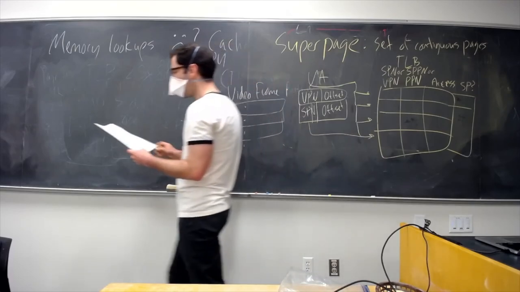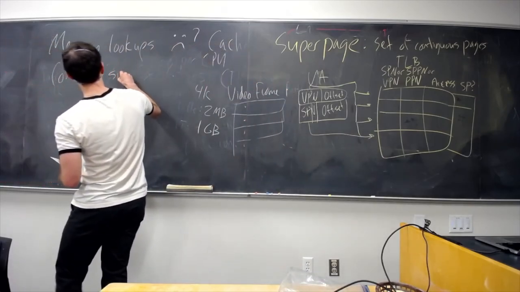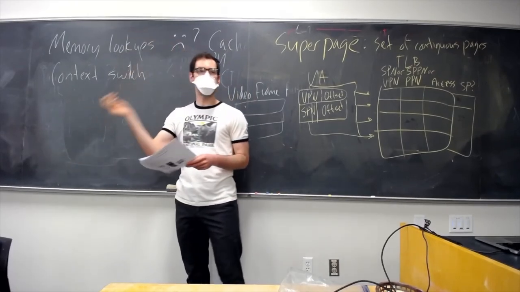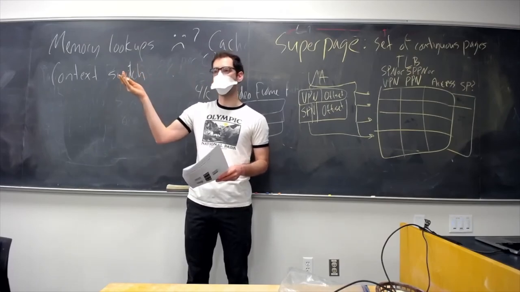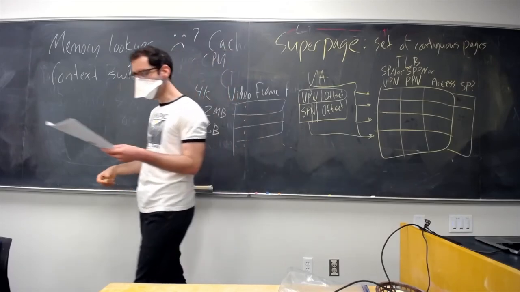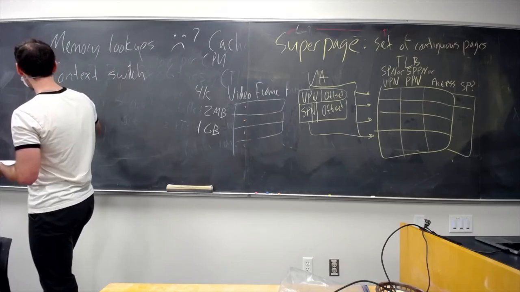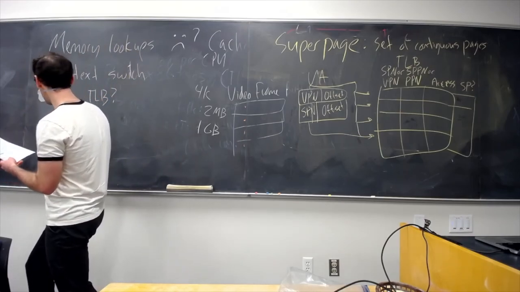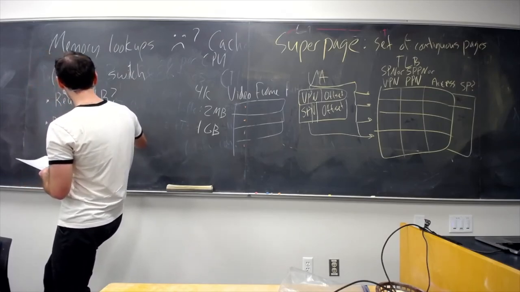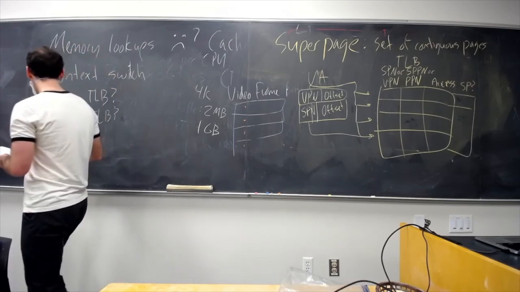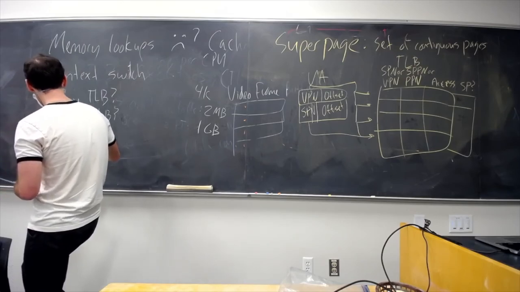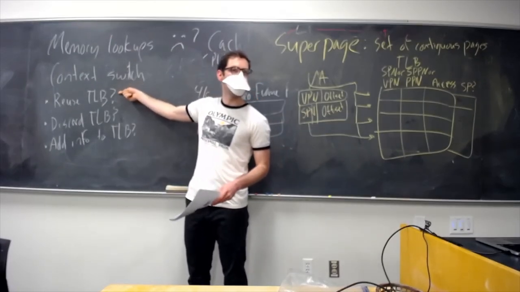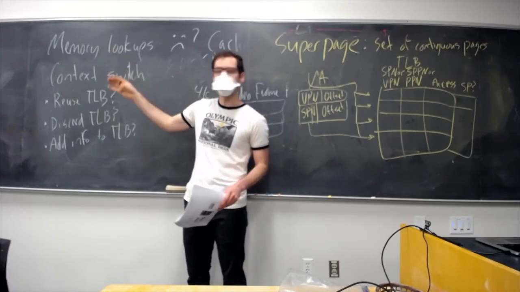So, when we have a context switch, when we switch from running one process to another, our TLB has all these entries for translating virtual addresses from the previous process to a physical address. And so I'd like you to discuss with your neighbors several possible responses to this. On a context switch, could we reuse the TLB? Just use the things that are there, basically do nothing? Why or why not?